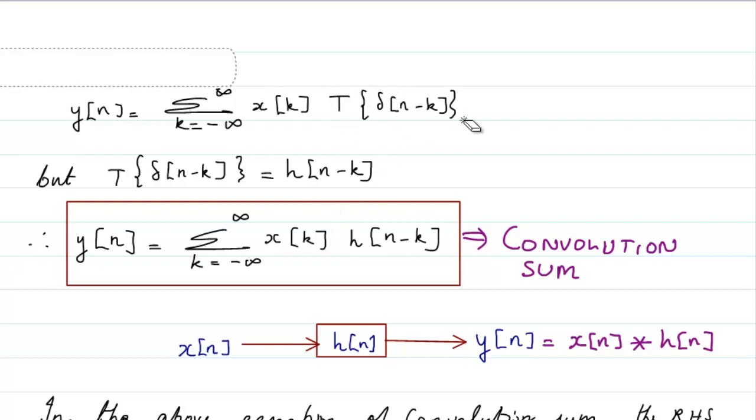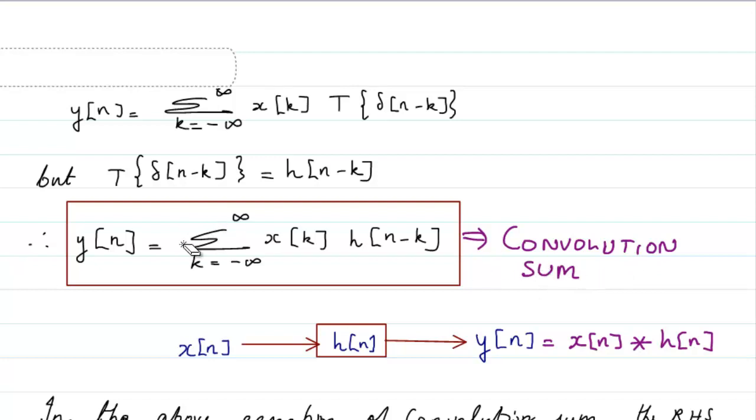So now instead of this portion I will substitute h n minus k, and now you have an equation, and this equation you can see comprises only x and h. And that's why we say that if we know the input signal x of n and we know h of n, we can find out y of n by following this equation, and this equation is basically called the convolution sum. This is called the convolution sum.